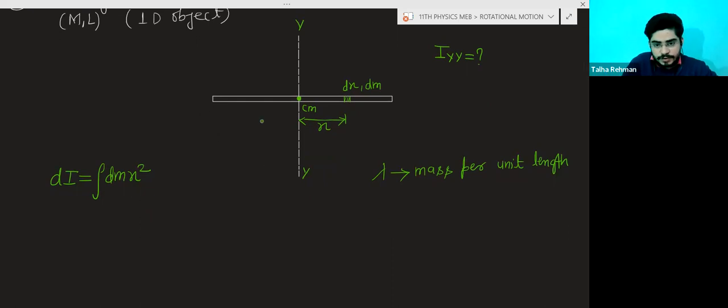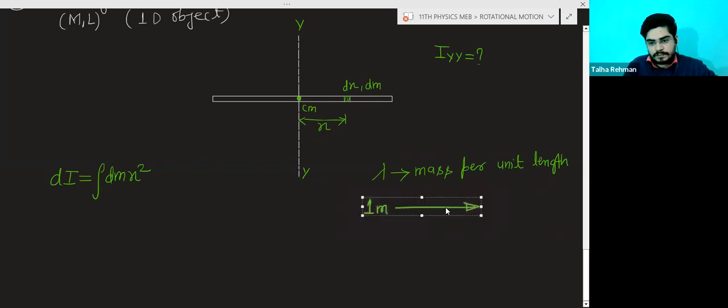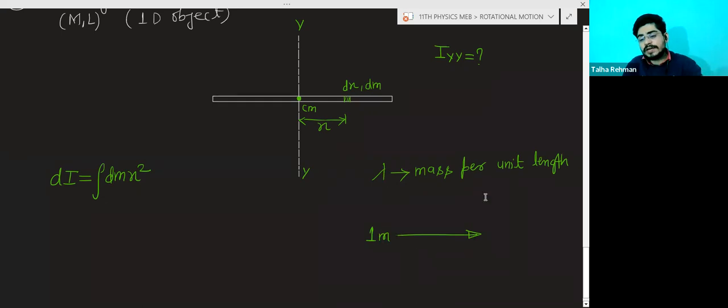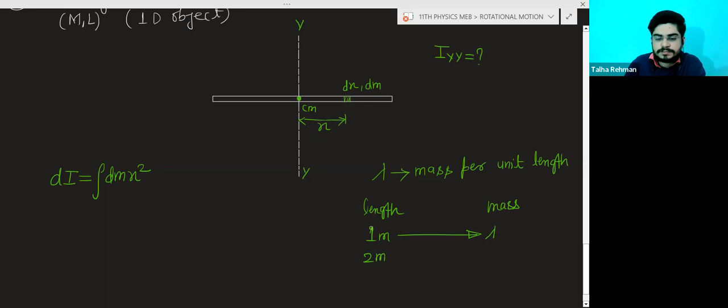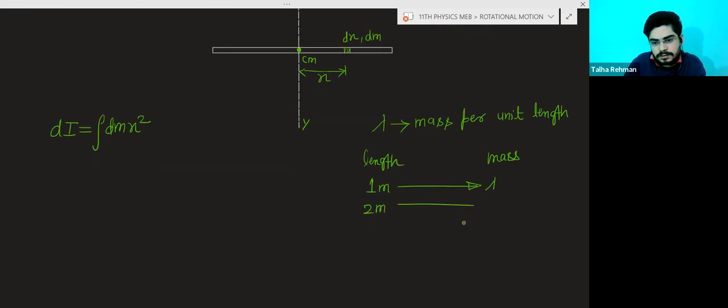It means in 1 meter length, there will be the mass lambda. Lambda is the mass per unit length. So in 1 meter length, in unit length, this is the length here, and here is the mass. So here the mass is lambda. In 2 meter length, the mass will be 2 lambda.